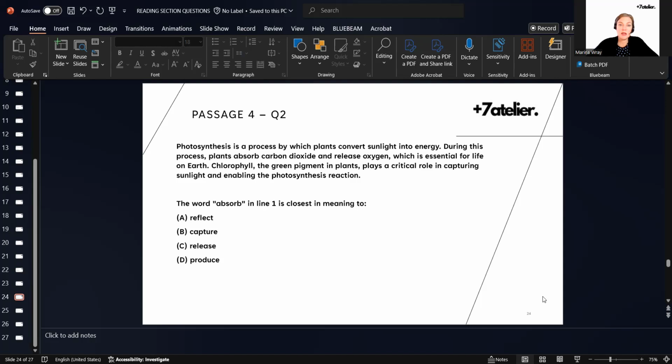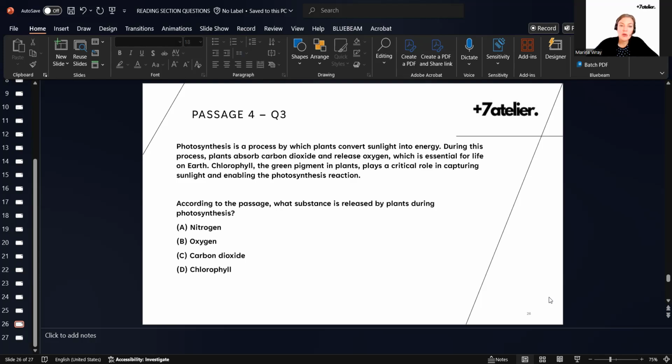Let's go to the second question for the same passage. The word absorb in line 1 is closest in meaning to A. Reflect, B. Capture, C. Release, or D. Produce. We see here that the correct answer is B. Capture. Absorb in this context means to take in, which is similar to capture.